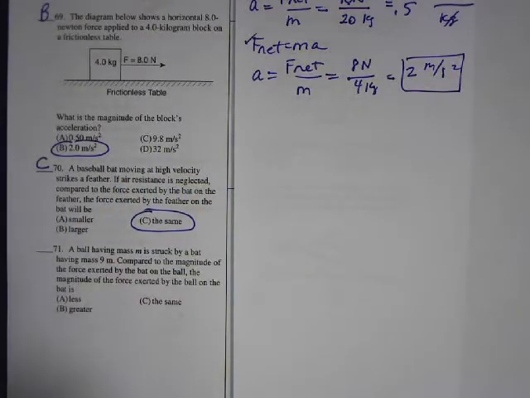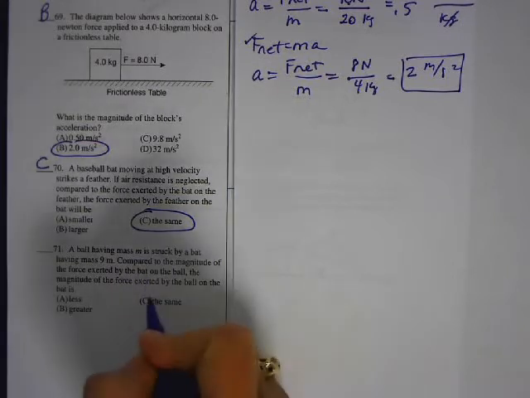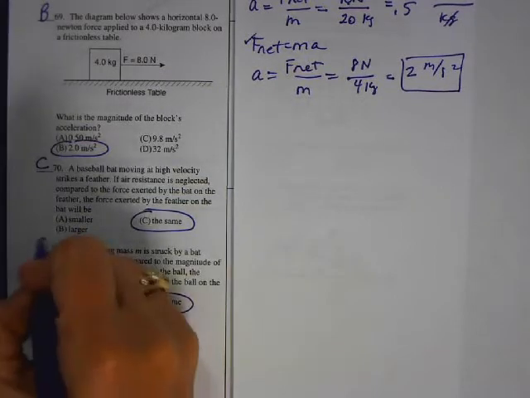Number 71, a ball having a mass m is struck by a bat having the mass of 9m. So the bat's mass is 9 times greater. Compared to the magnitude of the force exerted by the bat on the ball, the magnitude of the force exerted by the ball on the bat is the same. Newton's third law.